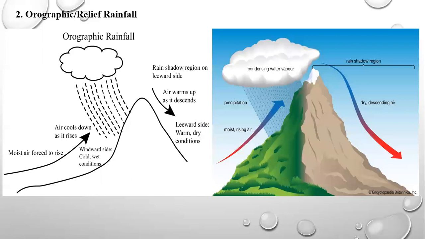Now, if you look at this other depiction, you're going to see that on the windward side, that's where you have heavy downpour. But on the leeward side, where you have descending air, you have literally little or no rainfall at all. So this is the rain shadow region or the leeward side. So this is very important for you to know.